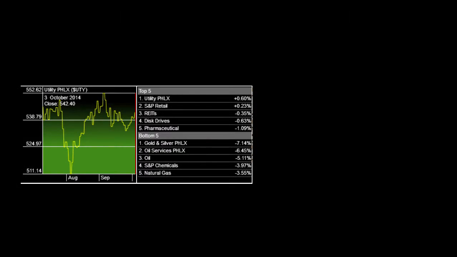2 of the top 5 industries are positive, and all of the bottom 5 are negative. Bullish, S&P Retail continues in the top 5. REITs and disk drives have entered the top 5. Oil services continues in the bottom 5. Gold and silver continues to lead the bottom 5. Bearish, comp tech and semis have left the top 5.